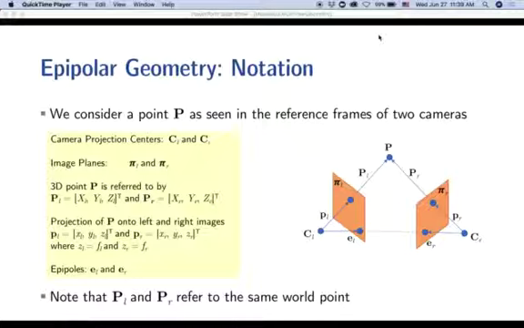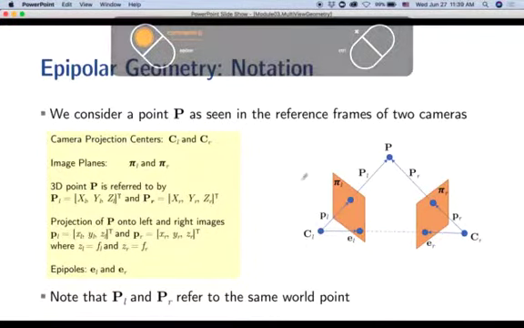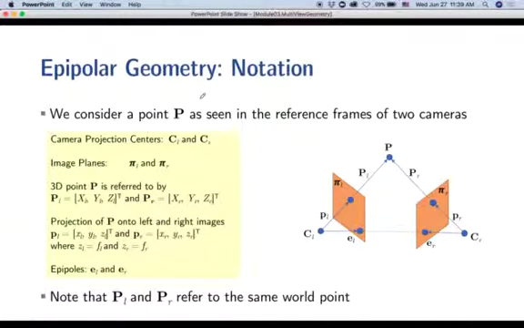Okay. So we are trying to build a framework for epipolar geometry, to understand epipolar geometry, and that includes understanding what is the fundamental matrix and what is the essential matrix. These two matrices are essential to understanding stereo. All right. So what's the geometry here?